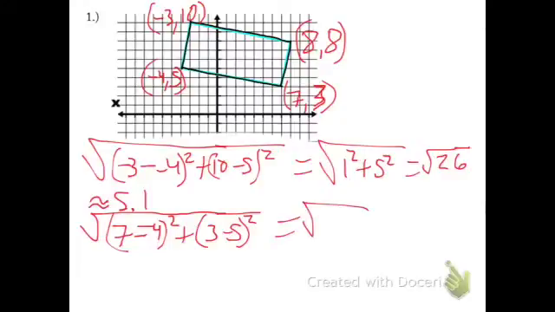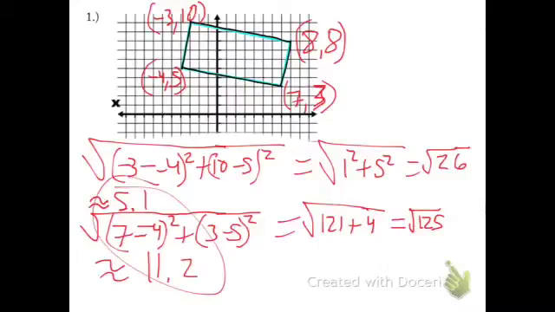We're looking at 7 minus negative 4 is 11. Square that, you'll get 121. 3 minus 5 is negative 2. Square that, you get 4. You're looking at the square root of 125, which is approximately 11.2.